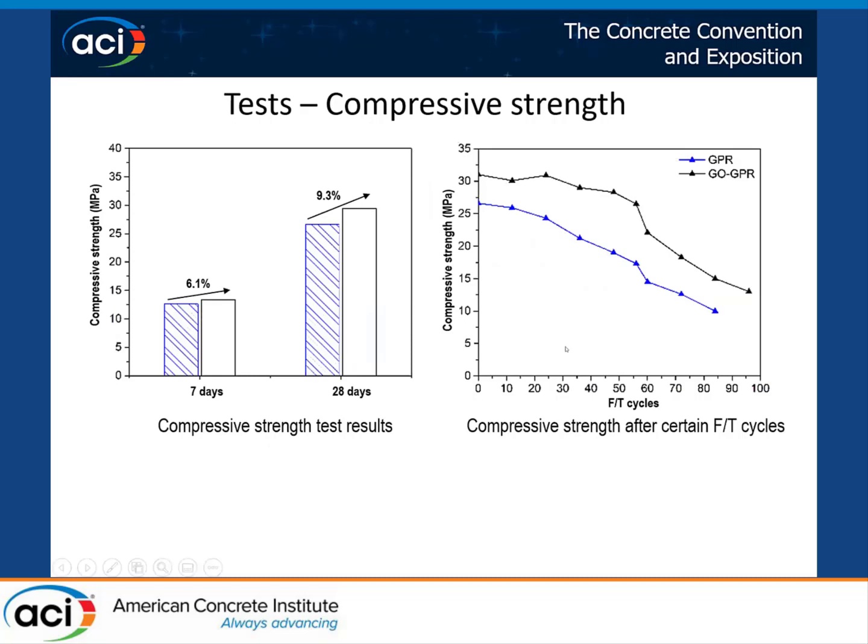And we also ran compressive strength testing for these two samples at certain freeze-thaw cycles. The blue line is the result of the normal geopolymer. From this result, we can see that this geopolymer can only resist about 84 freeze-thaw cycles, but the geo-modified one can resist about 96 cycles. That is about a 50% improvement.